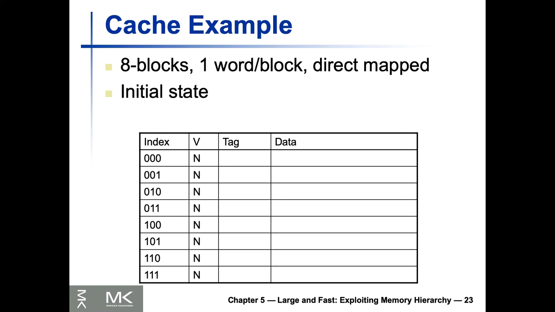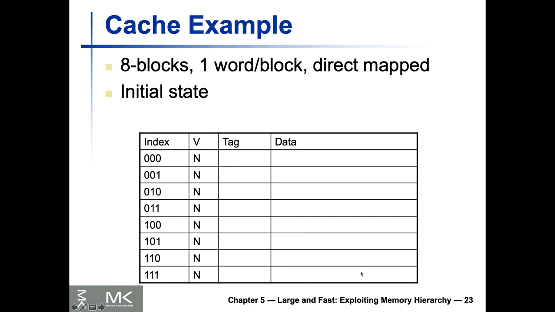All right, so say we just start up the computer, right? Or we flush the memory and cache, everything is blank, in a hypothetical scenario. So we have 8 blocks, 1 word per block, and a direct map cache. That's the initial state, okay?